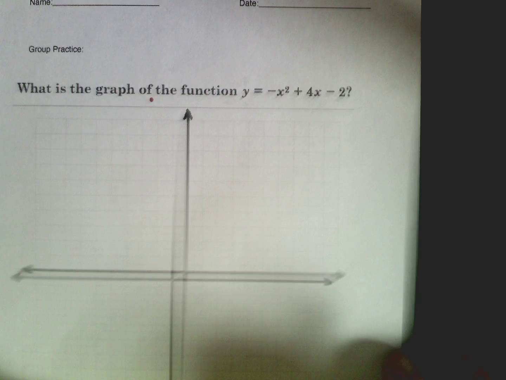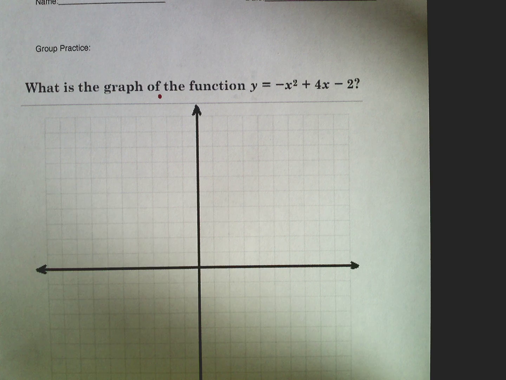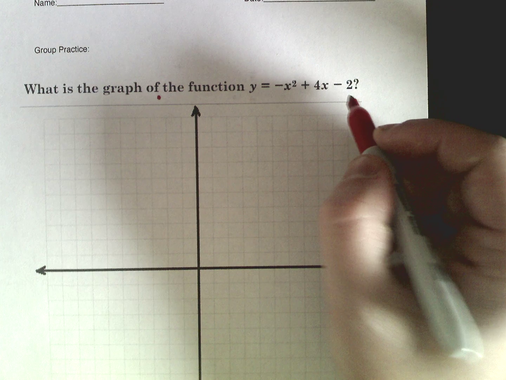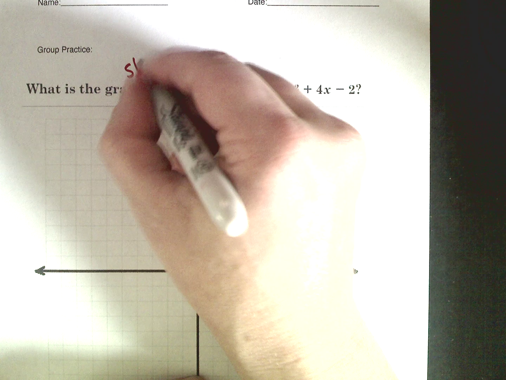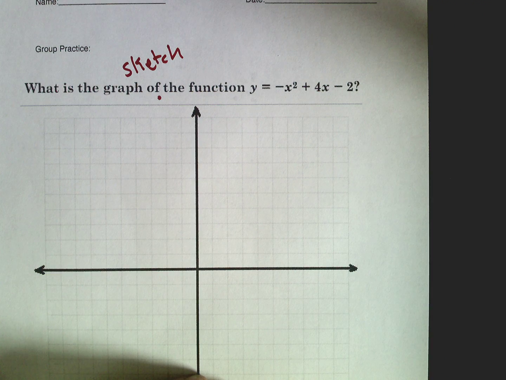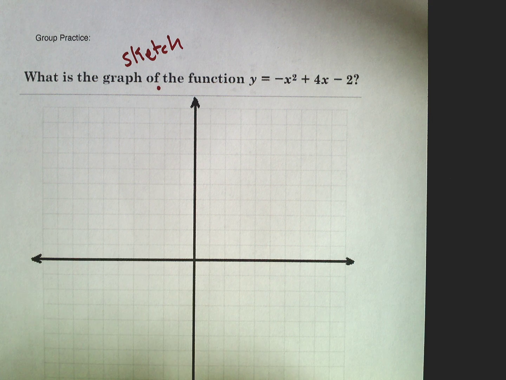So they say here, what is the graph of the function negative x squared plus 4x minus 2? Now, I'm going to ask you to sketch the graph when you hand in the work, because I know not all of you have access to a piece of graph paper, or maybe you can't print this out, but you can all sketch it. I want it to be accurate. So, first thing I've got to do is find that axis of symmetry.